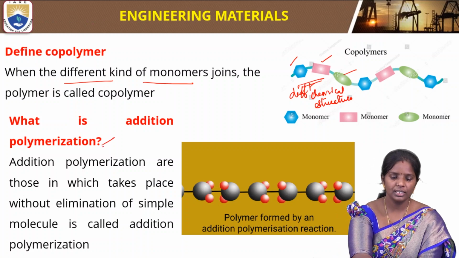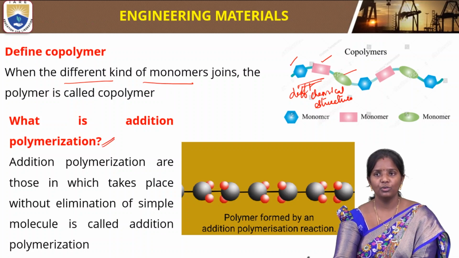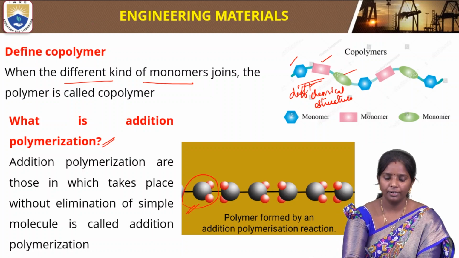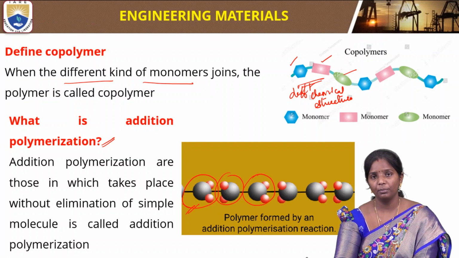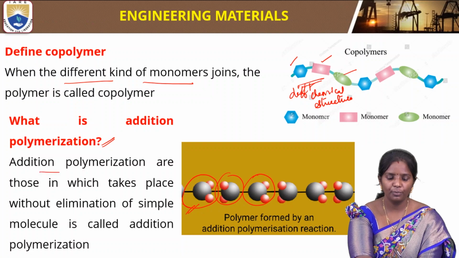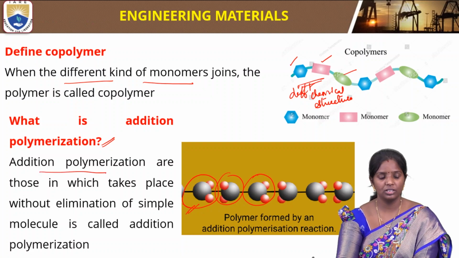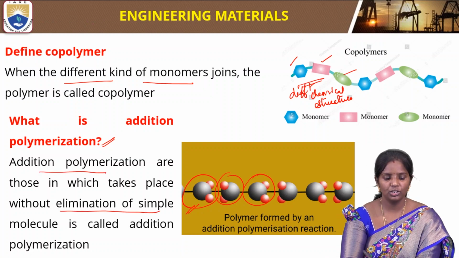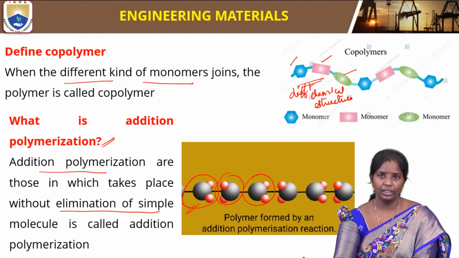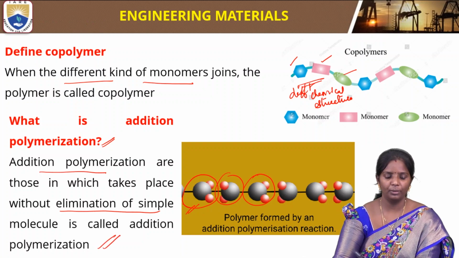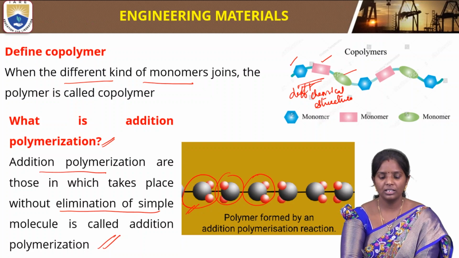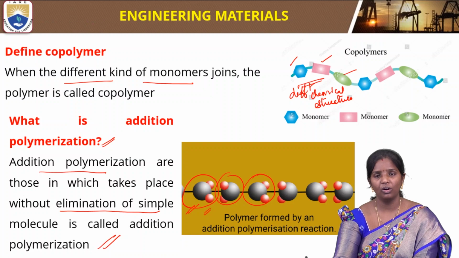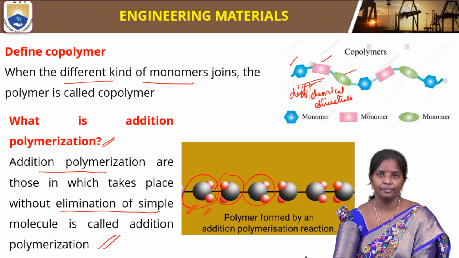Okay, so what is addition polymerization? If you see this addition polymerization, the monomers form chains due to the addition polymerization reaction. Addition polymerization is that which takes place without elimination of any simple molecule. It means there is no elimination of any molecule, only addition is happening, and therefore it is called addition polymerization.